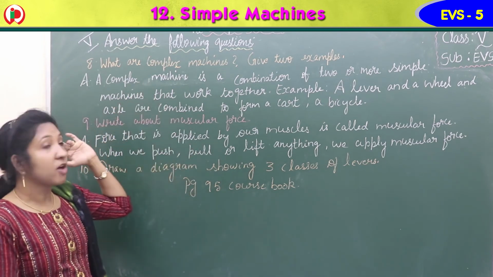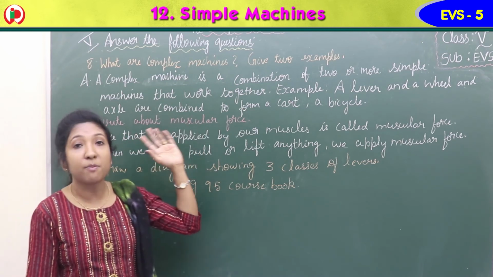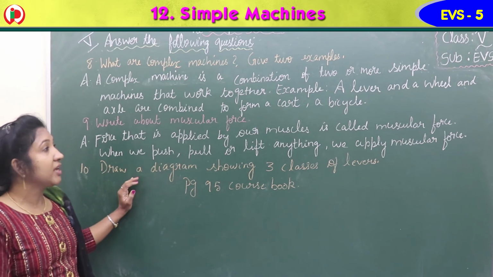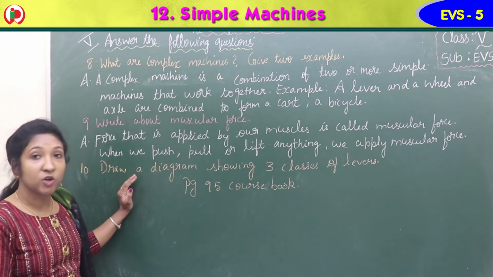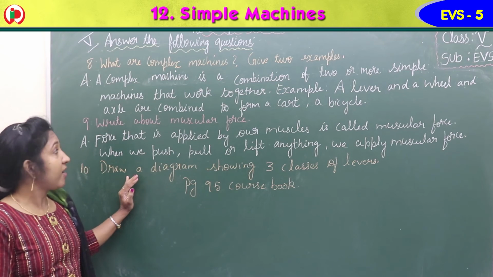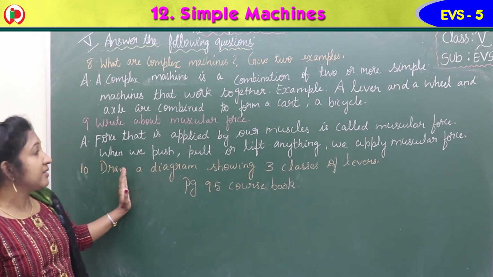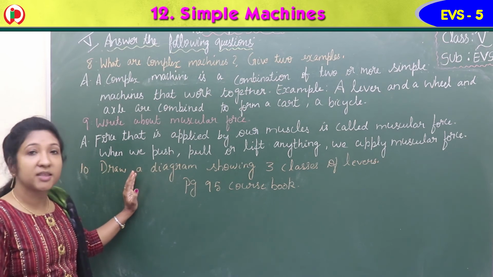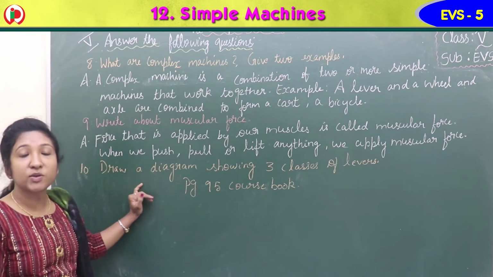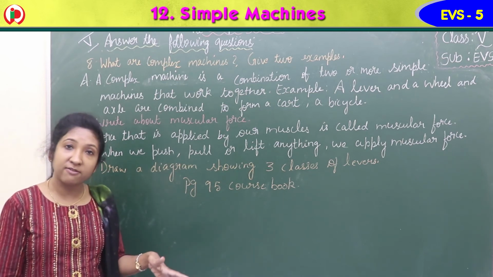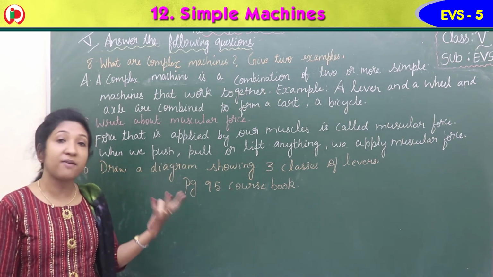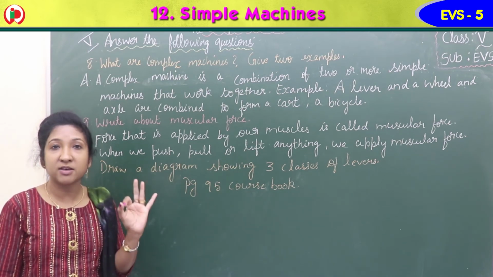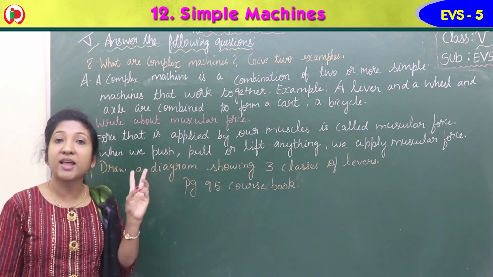So what are complex machines? Give 2 examples. A complex machine is a combination of 2 or more simple machines that work together. Example: a lever and a wheel and axle combined to form a cart, a bicycle. 9th one, write about muscular force. The force that is applied by our muscles is called muscular force. When we push, pull or lift anything, we apply muscular force. And the last question is a diagram of 3 classes of levers; you have to refer to page number 95 in your course book and draw these 3 diagrams: first class lever, second class lever and third class lever.